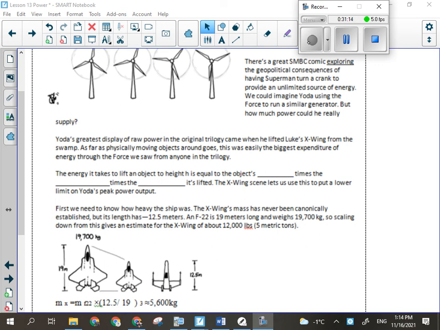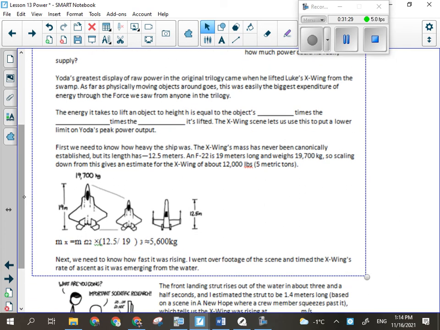So the energy it takes to lift an object to a certain height is equal to the object's mass times gravity times height. So first we need to know how heavy the ship was. The X-wing's mass has never been canonically established. That means it's not in canon. The thing that really nerdy people know. But its length has, for some reason.